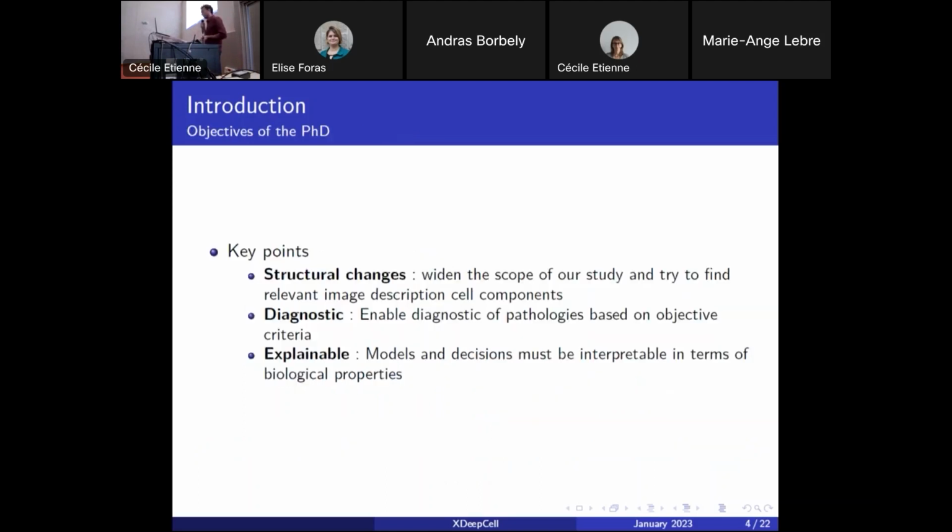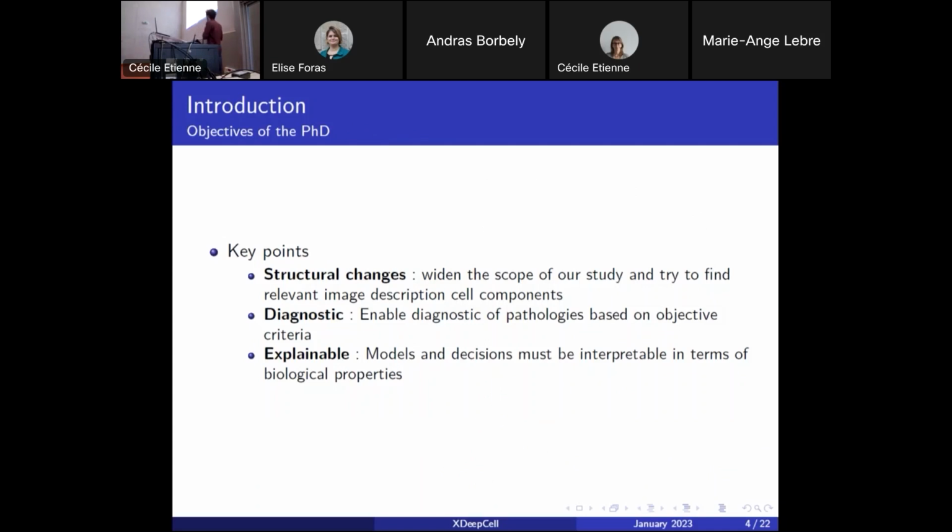So this is for my previous work, but now that I am in PhD, we have different goals. First, if you remember the title of my PhD, and I'm sure you remember it because it is very short, there are some key points. First one is structural changes. We want to widen the scope of our study, for example, by studying more than just the actin and other cell components, and also by trying to find relevant image descriptions of different cell components.